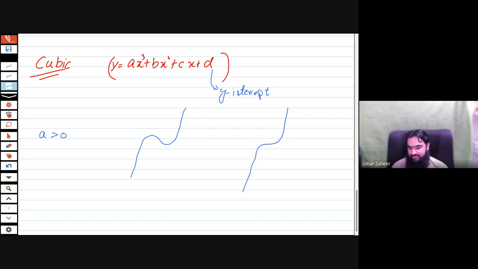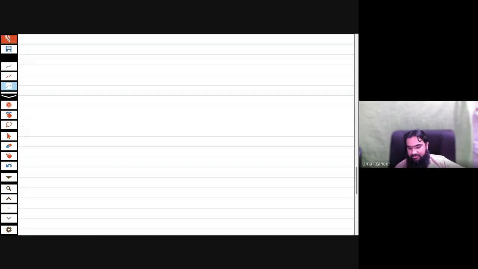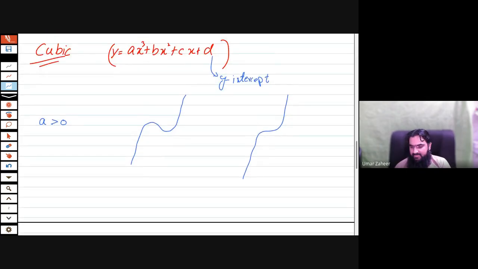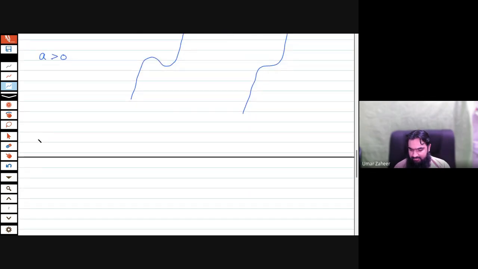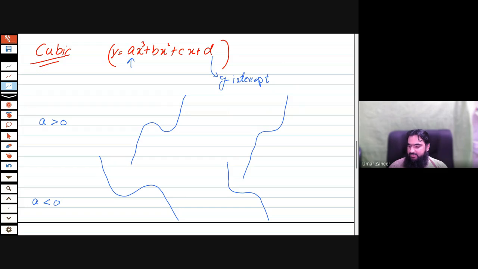This type of shape. And if your coefficient of x cube is lesser than 0, then the shape of the graph is going to go from right to left. Like this, or like this. It depends upon the values. This is the rough sketch of a cubic graph.